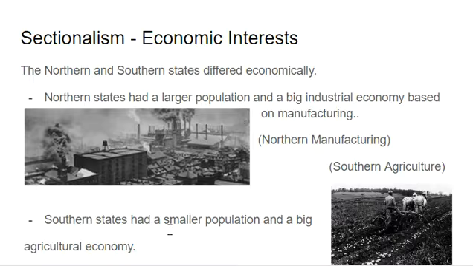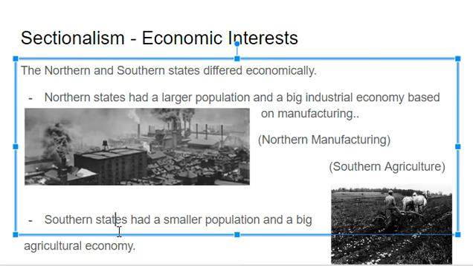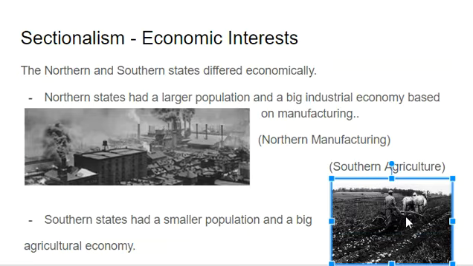Whereas in the South, the southern states had a smaller population and a big agricultural economy. Agricultural? That just means farming. This photo represents it because that's what the South was. They were very big on farming, in particular with cotton.